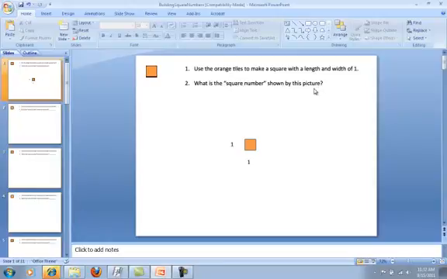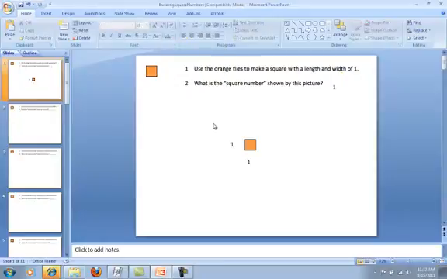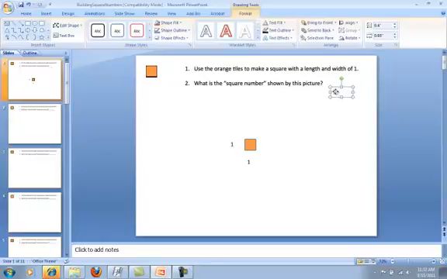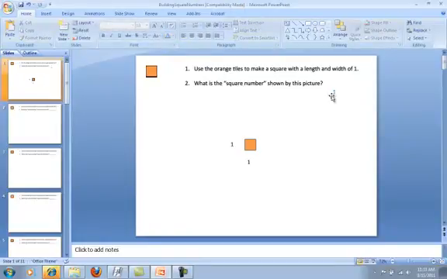Well, I can find the square number by counting the number of tiles that make up my square. In this case, I just have one tile, so the square number shown by this picture is 1. So I'm going to put 1. And I'm going to change it to blue just so it stands out a little bit. Let's try this again. I'm going to change it to blue. There we go. So the square number in this picture is 1. Now let's go to the next slide.